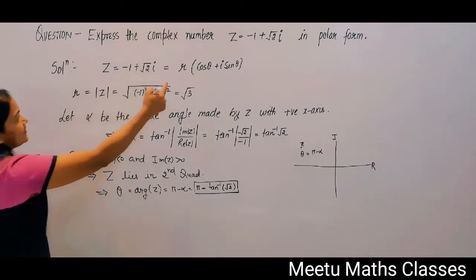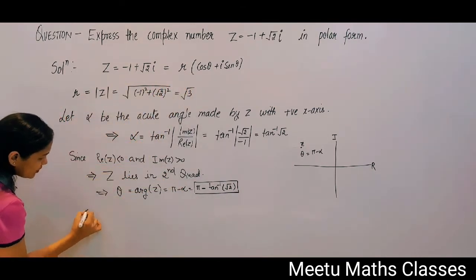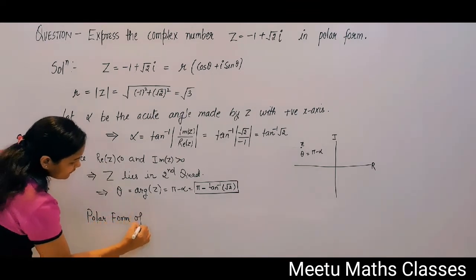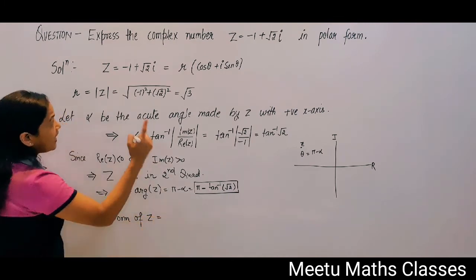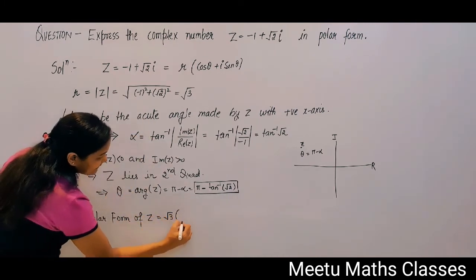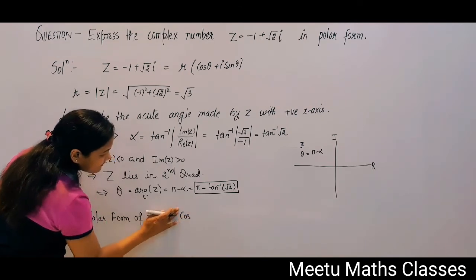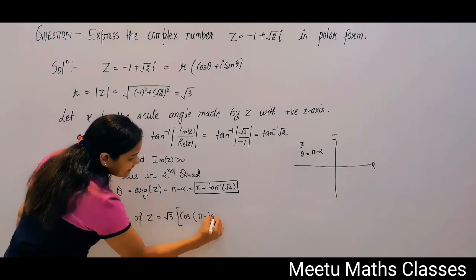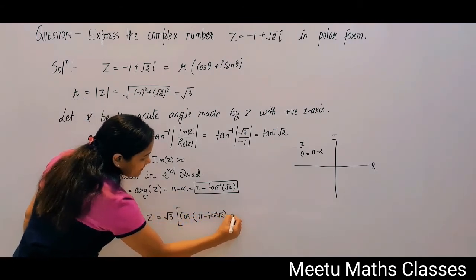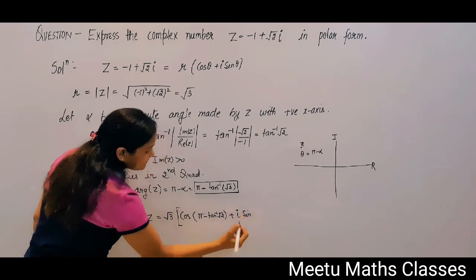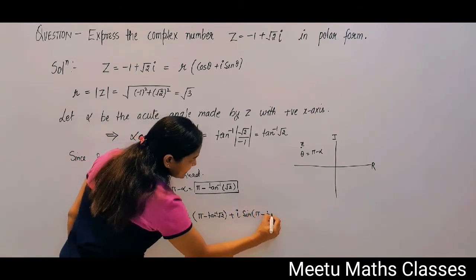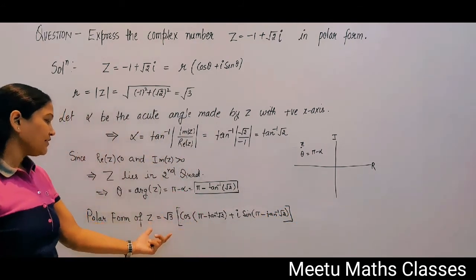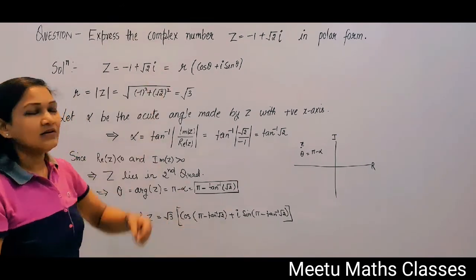Now we can write our polar form. Polar form of z is equal to r, which is √3, times cos theta, where theta is pi minus tan inverse √2, plus i sin theta, where theta is pi minus tan inverse of √2, and this is the required polar representation of your complex number.